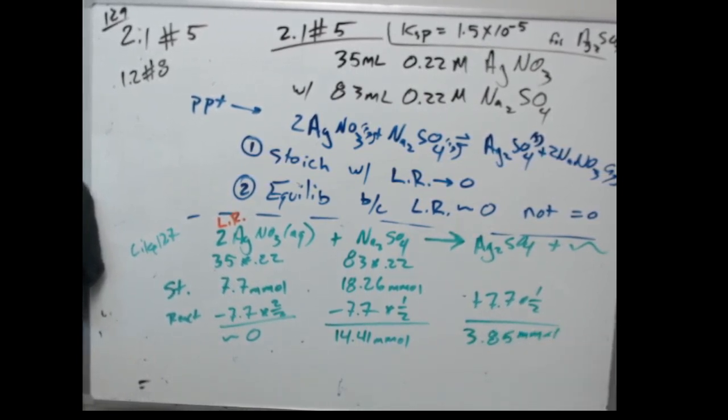Okay, so we figured out how much solid was made. It's 3.85 millimoles. Is that 7.7 times 2 over 2 or 2 over 1 of this? Yeah, 2 over 2. Why is it 2 over 2? So the coefficient, you notice the coefficient on bottom is 2 for all of them. Because that's the coefficient of the limiting reactant.